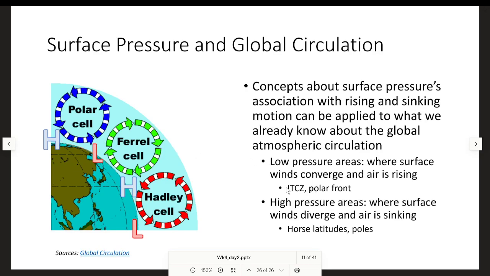So the ITCZ and polar front are surface convergence and low pressure. High pressure areas are where the winds are diverging at the surface and the air is sinking, like at the horse latitudes and at the poles. Okay, and we'll move on to our final PowerPoint of the day.